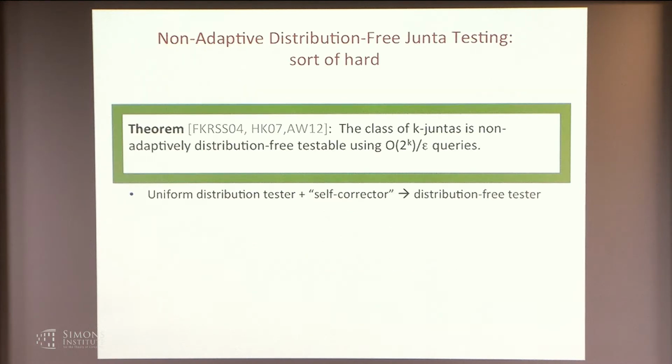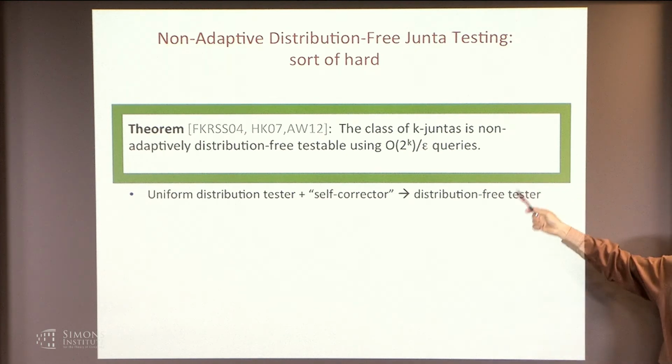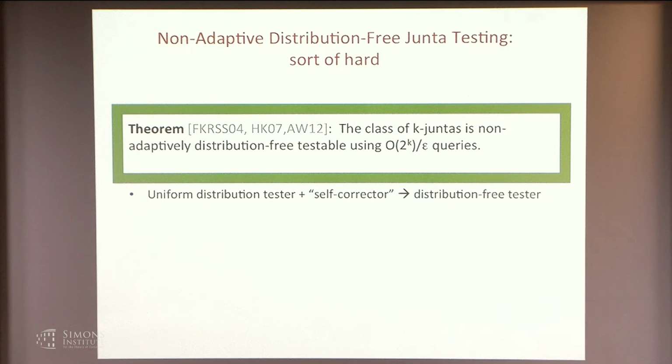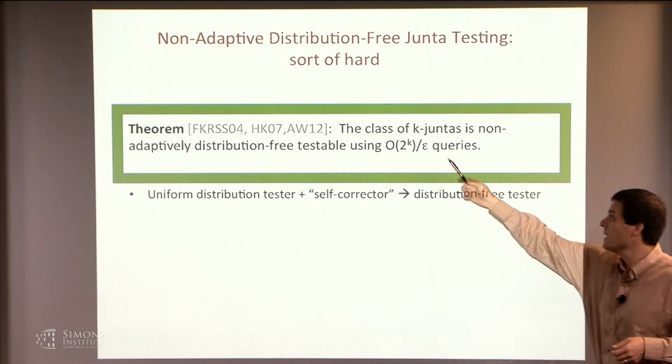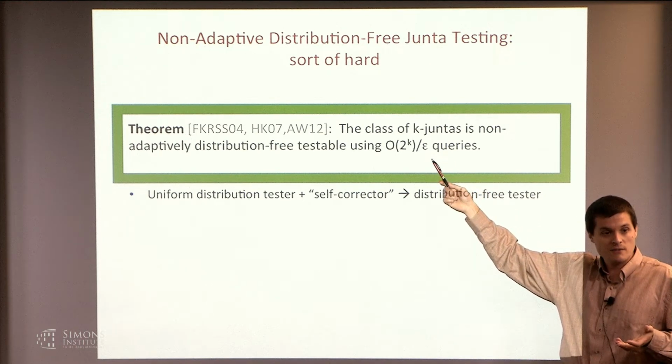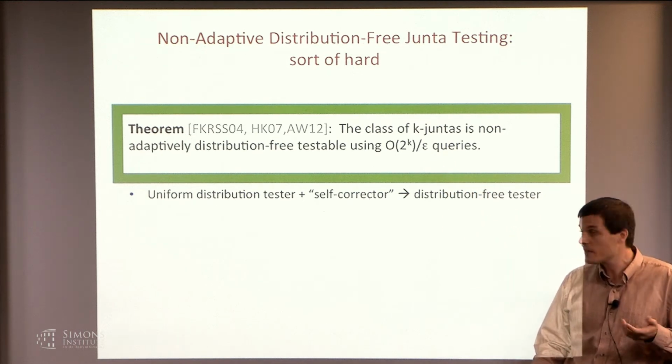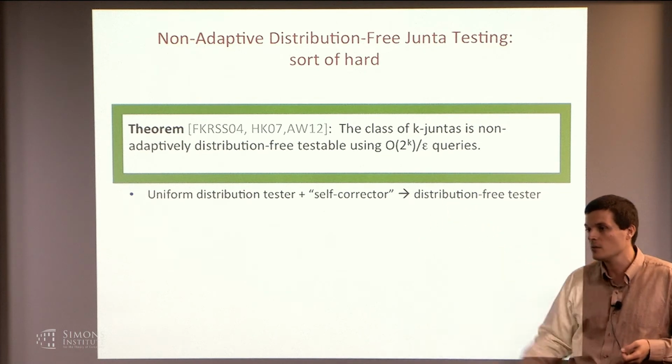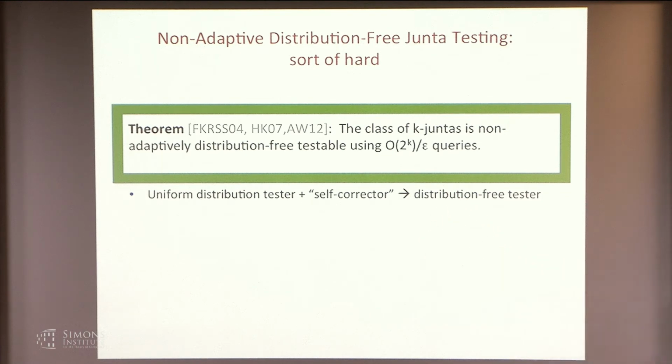So let me tell you about the results in a bit more detail. This is not a new result. Just as a simple combination of previously known results, it can be shown that the class of k-juntas can be tested in this distribution-free setting by a non-adaptive algorithm. But the query complexity is exponential in k, 2 to the k. So on the one hand, great. It's independent of n. That's an important thing to know. On the other hand, it's exponential in k, and we'd like to have a more refined understanding. Right? Do we really need this exponential in k or not?